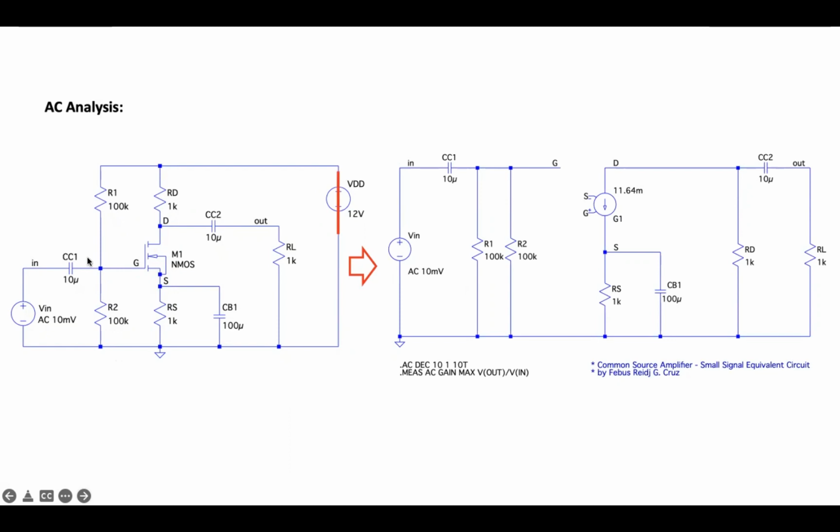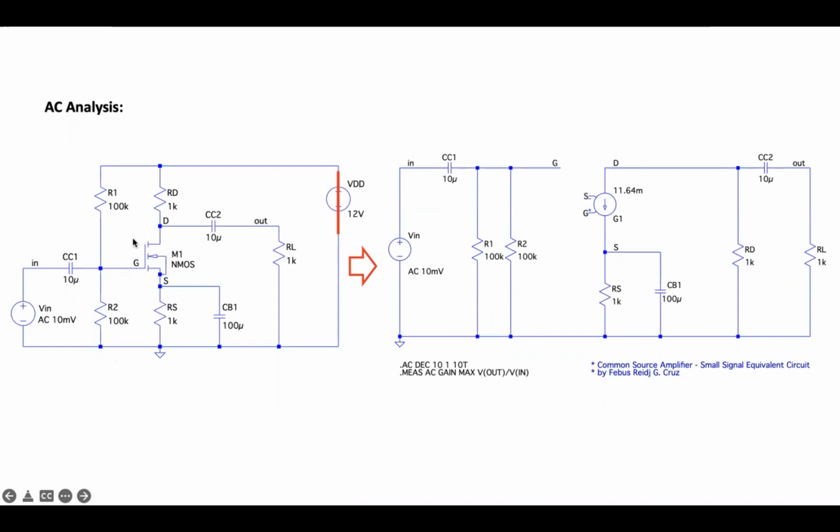All right. From the gate terminal, we can see that R1 is connected between gate and ground. Also connected to the gate, you have R2 connected to ground. Then connected from the gate to the input node, you have the coupling capacitor CC1. And from the input node to ground, you have the Vin. So that is our input part.